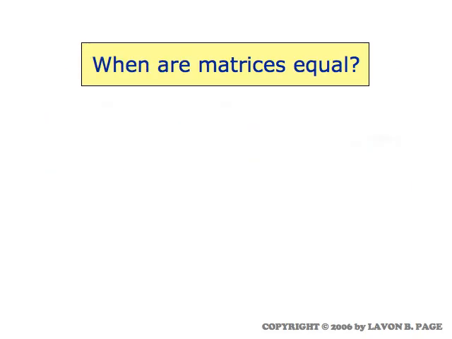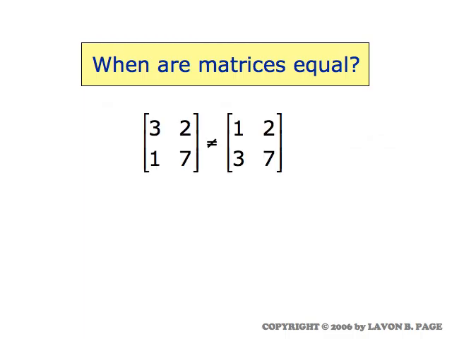When are 2 matrices considered to be equal? Here's a simple example of 2 by 2 matrices, which involve the same numbers, but notice that the numbers don't appear in the same locations. Those matrices are not considered equal because the entries are not in the same locations. The left matrix has a 3 in row 1, column 1. The right matrix has a 1 in that spot.